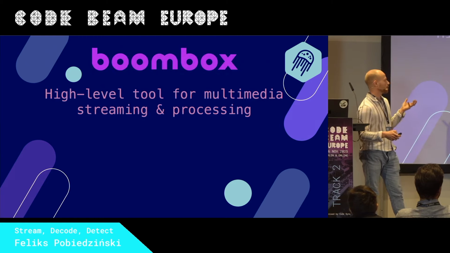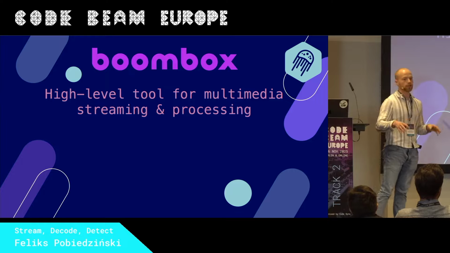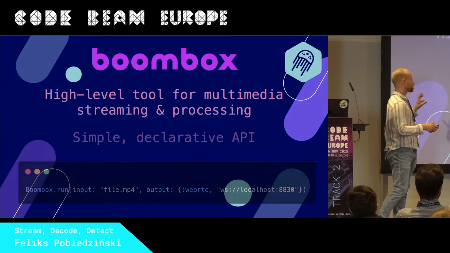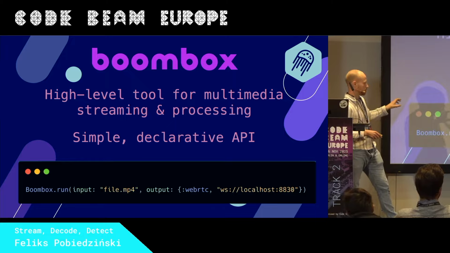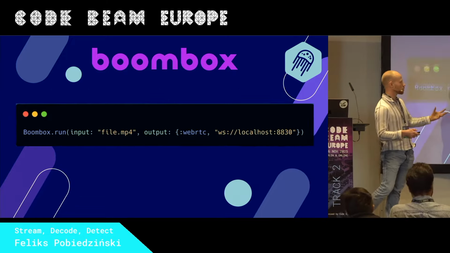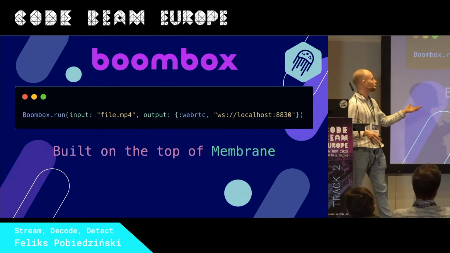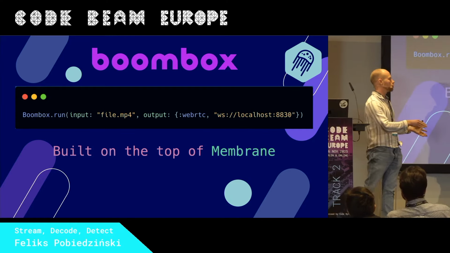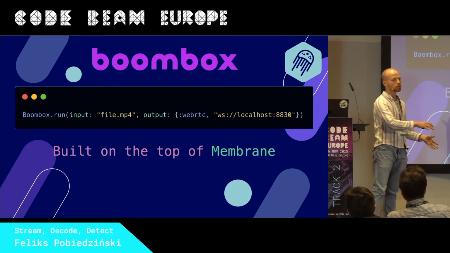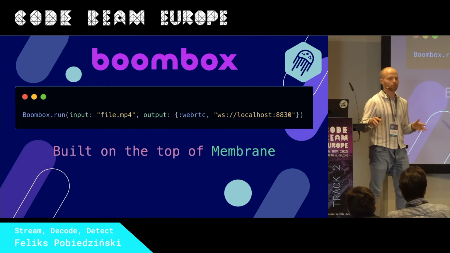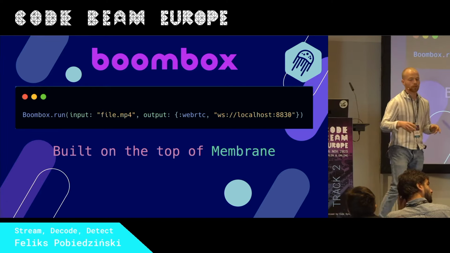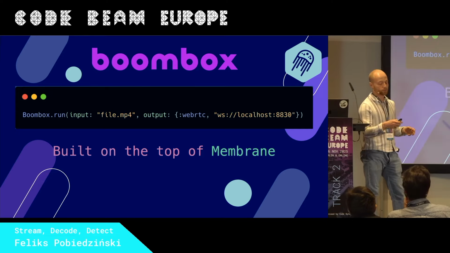Boombox is a very high-level Elixir library for streaming and processing audio and video. It provides a really simple API. To run Boombox, you have to type Boombox.run in Elixir and specify its input and output. Boombox will spawn under the hood an appropriate Membrane pipeline that will take multimedia streams from the specified input and forward them to the desired output, so that you don't have to think on your own about what type of Membrane pipeline you need to implement.